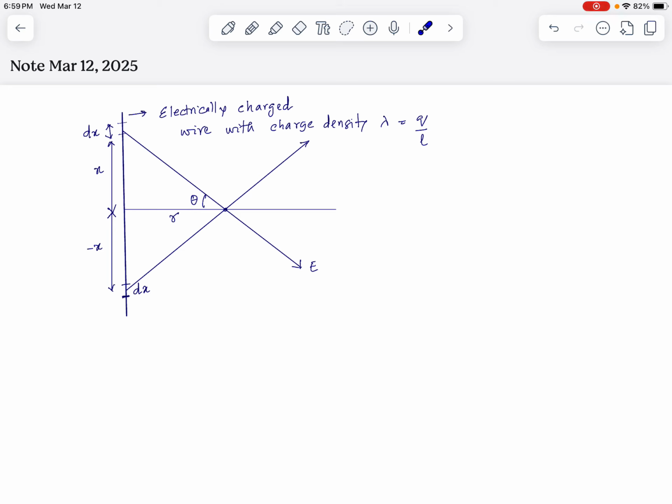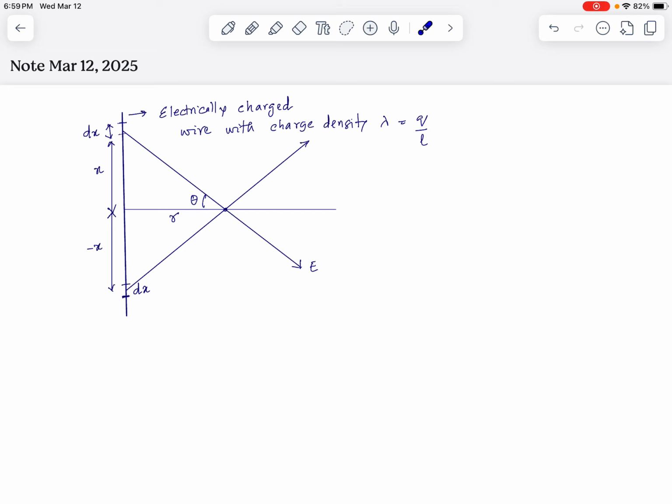One of the things we'll assume is that this distance r from the wire is much less than the length of the wire. So for practical purposes, we can treat the wire to be infinite in comparison to the distance of the point from the wire. Let us assume that we have a small segment of length dx on one side.